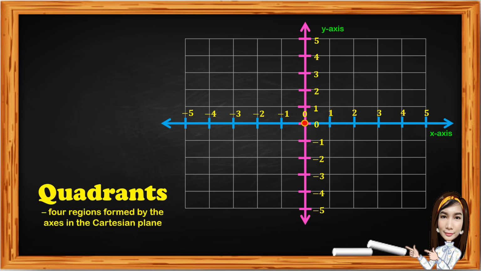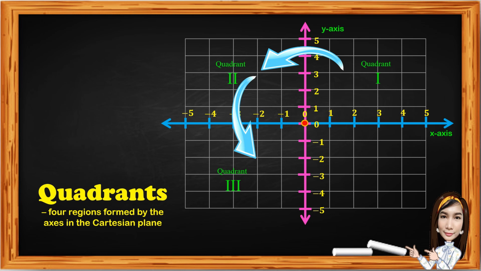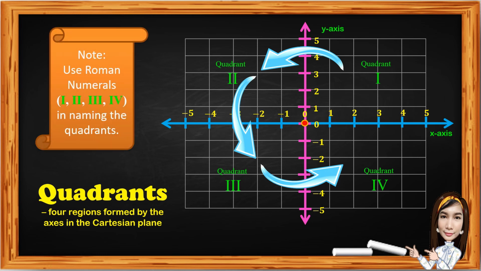Let's start at the upper right of the Cartesian plane and we have quadrant 1. Next, on the upper left, we have quadrant 2. On the lower left, we have quadrant 3. And for the last, on the lower right, we have quadrant 4. Take note, use Roman numerals I, II, III, IV in naming the quadrants.